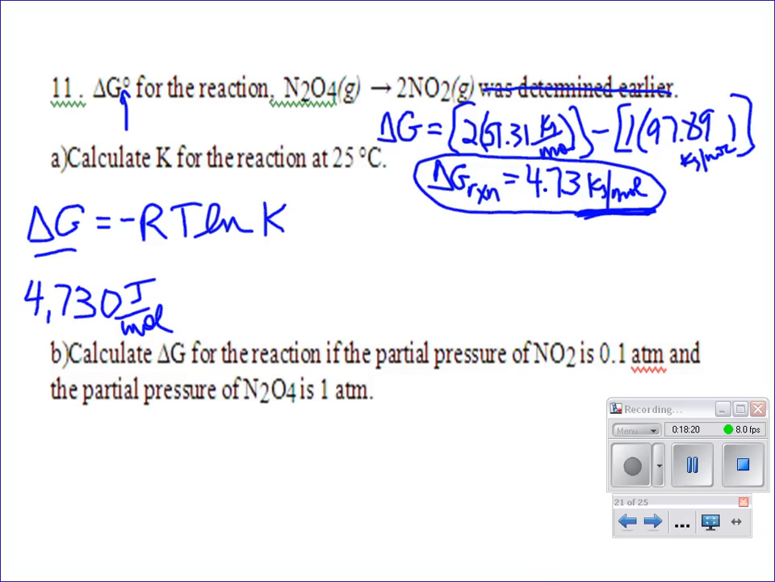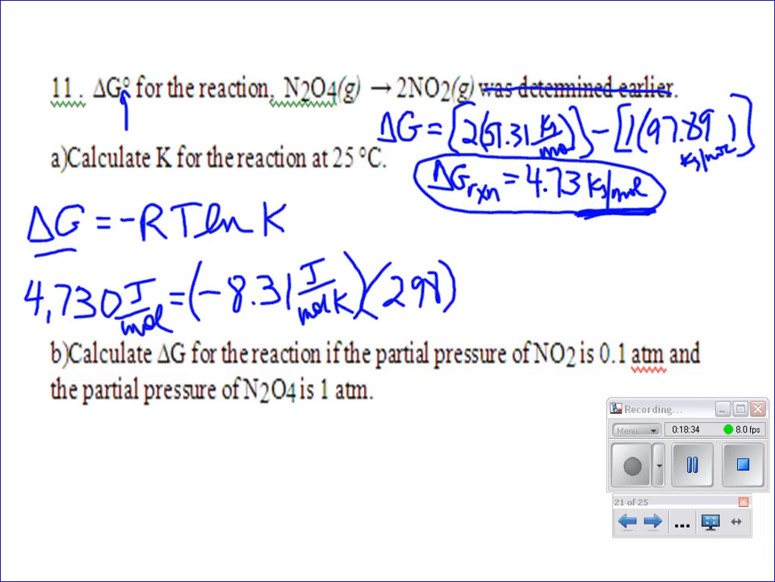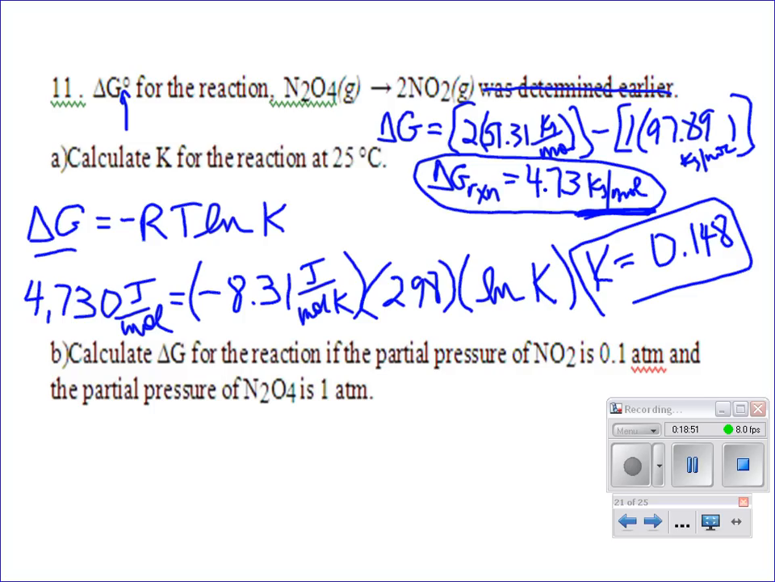So I change it to 4,730 is equal to negative 8.31 joules per mole Kelvin, that's the energy R, times the temperature. We are at standard conditions, so it's 298, and then natural log of K. Hopefully you know how to solve for K. When we solve, we get a K of 0.148, which is definitely less than 1, non-spontaneous in the forward direction.